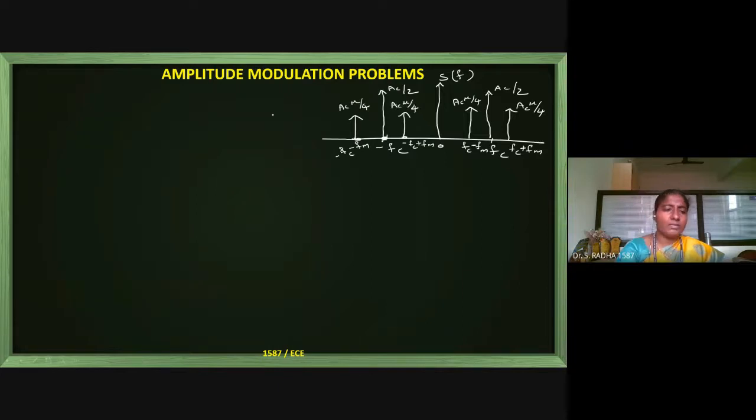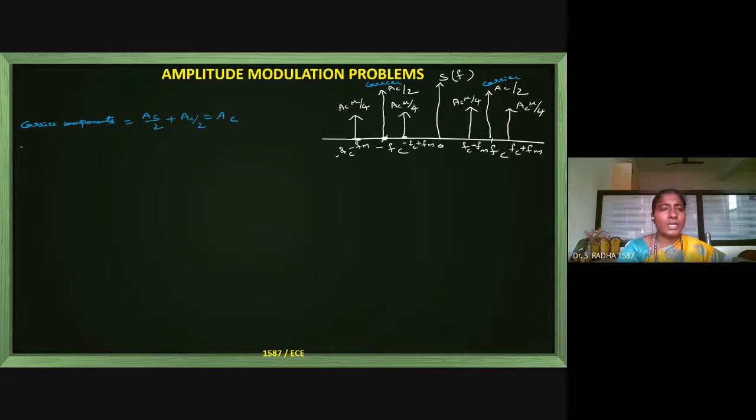Okay, and we also gave names for them. Ac by 2, the center peak, is the maximum height. This is the carrier component. This is also a carrier component. And if we add the carrier components together, it is Ac by 2 plus Ac by 2. So finally it is Ac.